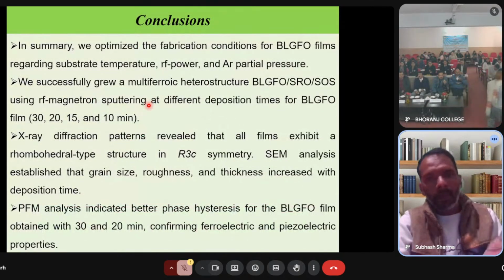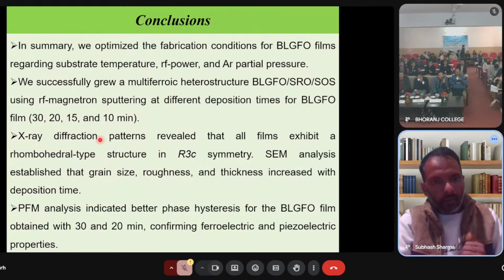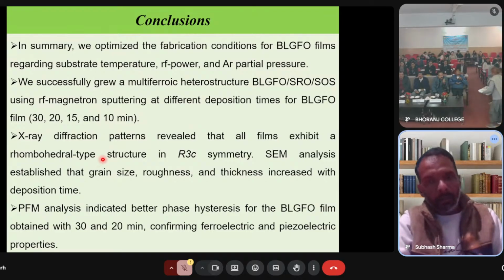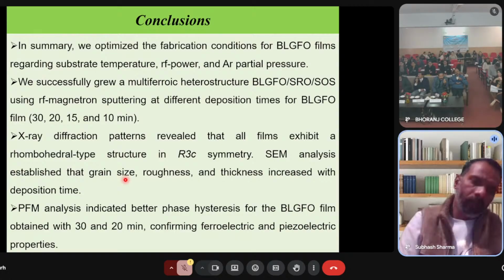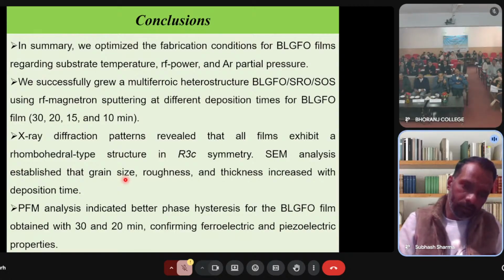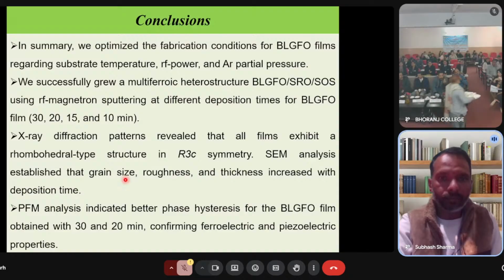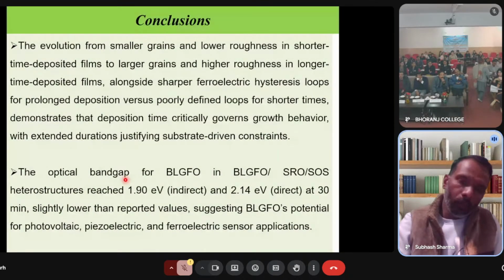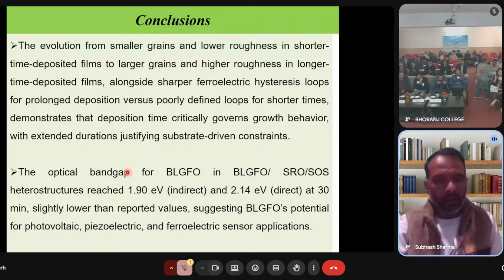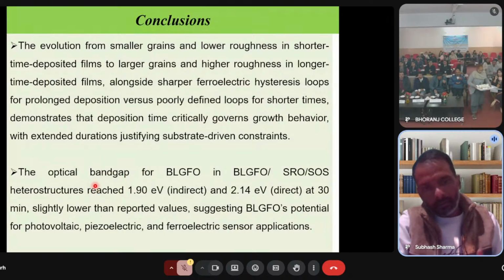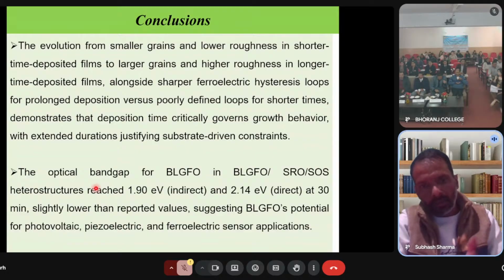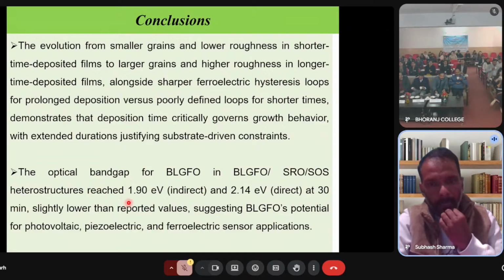So in conclusion, we successfully grew the BFO, SRO, STO heterostructure, and from X-ray diffraction we characterized the crystal structure. From scanning electron microscopy we studied the surface morphology and thickness, and from PFM we confirmed which kind of domains and the piezoelectric and ferroelectric response. From PFM we can even check the grain size, and from UV-visible optical measurement you can check the indirect or direct band gap transitions.